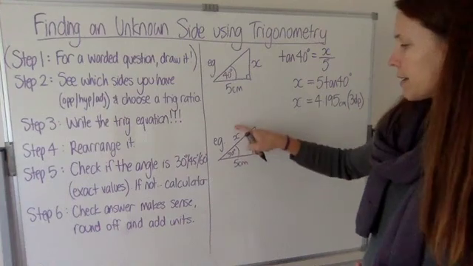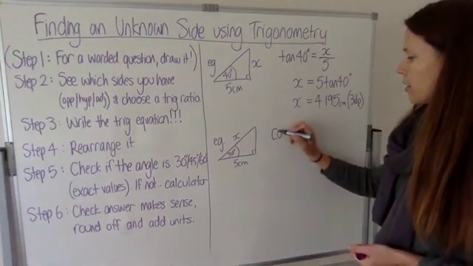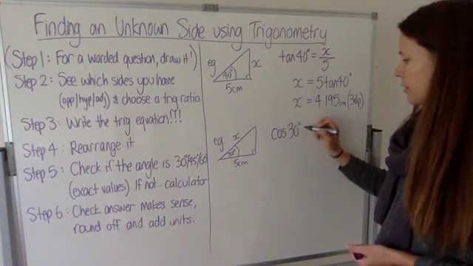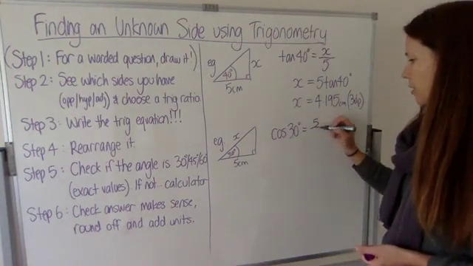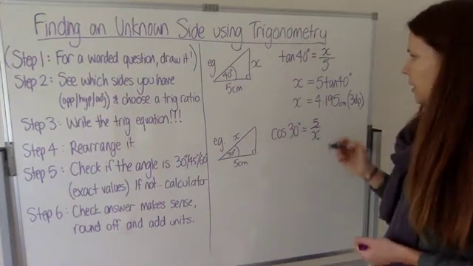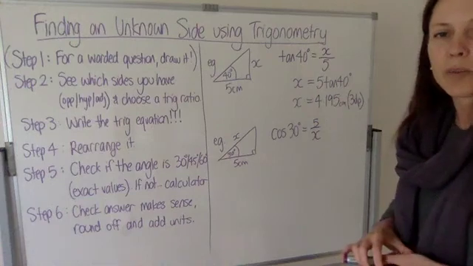So we have A and H, so we need to use cos. The first thing we write, cos of 30 degrees equals 5, because it's adjacent, over x. Now you'll notice here that there's a difference between these two examples, and I've done this on purpose.